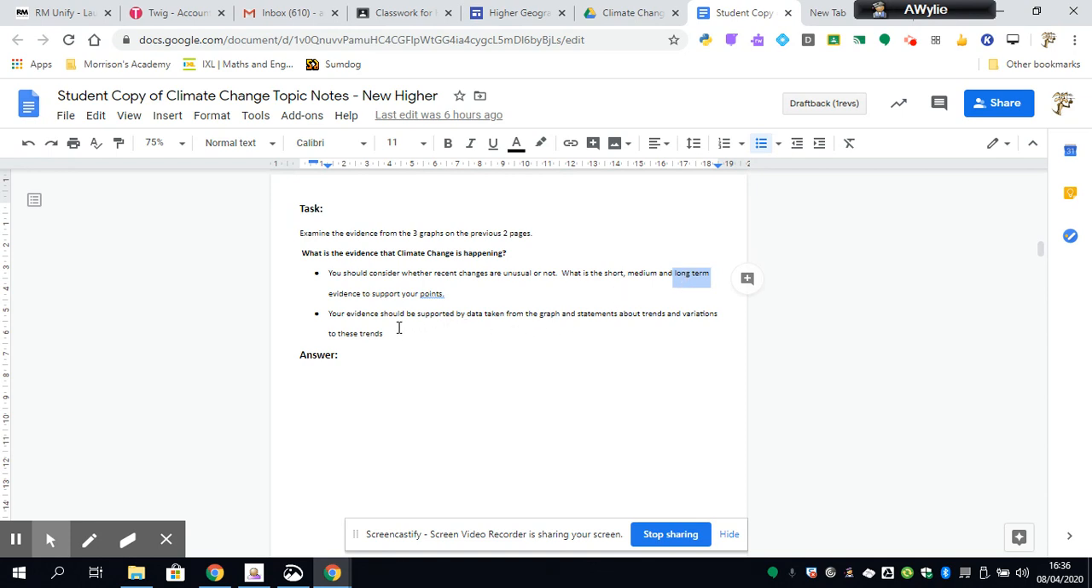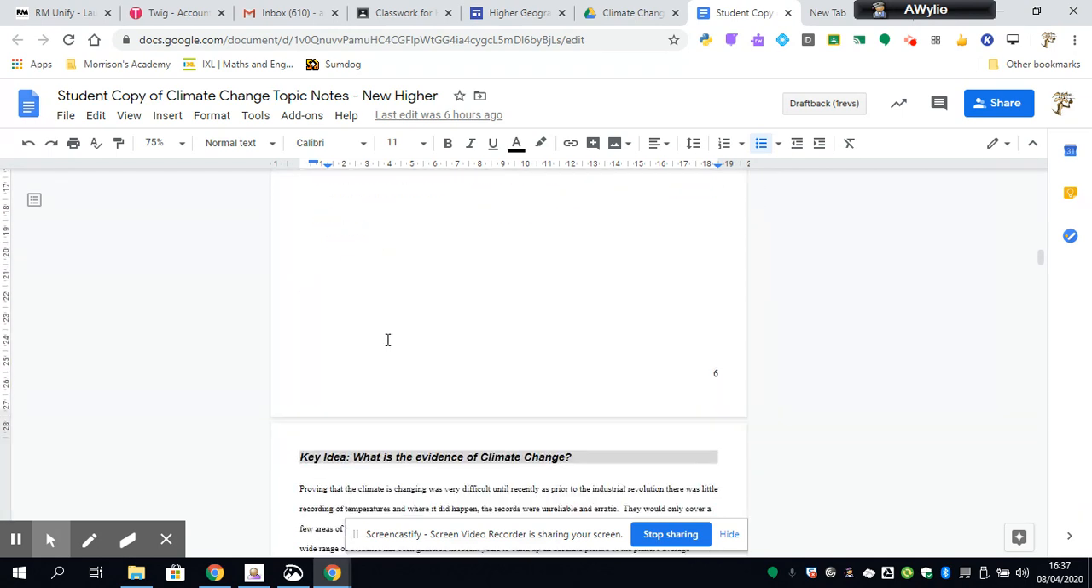Once again, when you're describing data trends, make sure you talk about how rapid they are, talk about sudden changes, pick out dates in your analysis, and make sure you talk about all three graphs. Do also offer your own opinion about what you think is the key piece of evidence and why. Okay, that's the second task. You can pause now if you want, or you can continue with today's lesson.